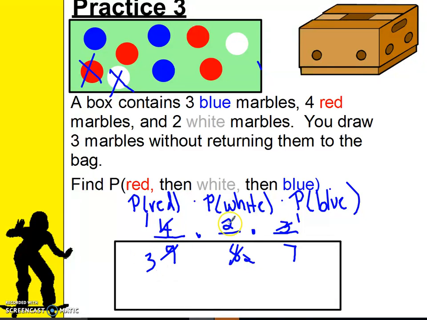We could simplify the 2's. 2 divided by 2 is 1. 2 divided by 2 is 1. All right, now top times top. 1 times 1 times 1 is 1. 3 times 1 is 3, times 7 is 21. So we have 1/21. All right.